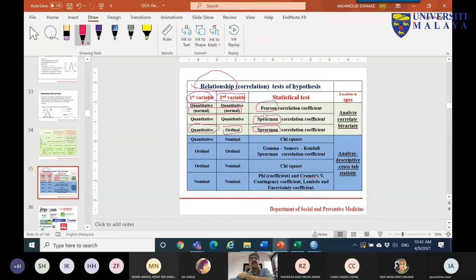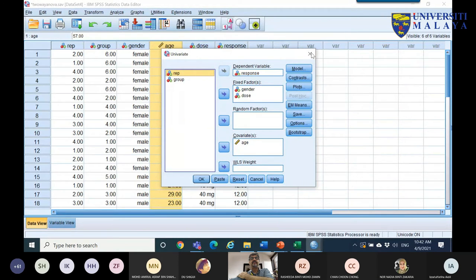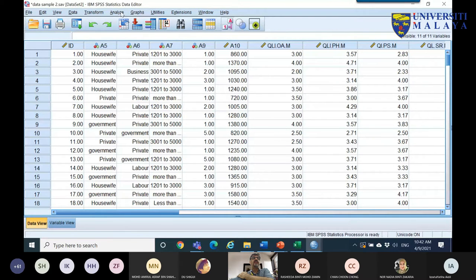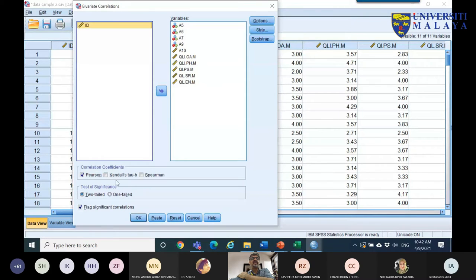In SPSS, all these tests are available under Analyze, Correlate, Bivariate. So if I go to Analyze, Correlate, Bivariate, then you can see here Pearson and Spearman correlation. Clear?